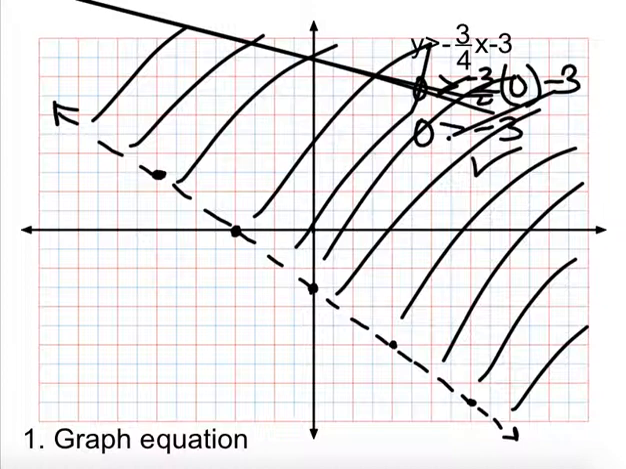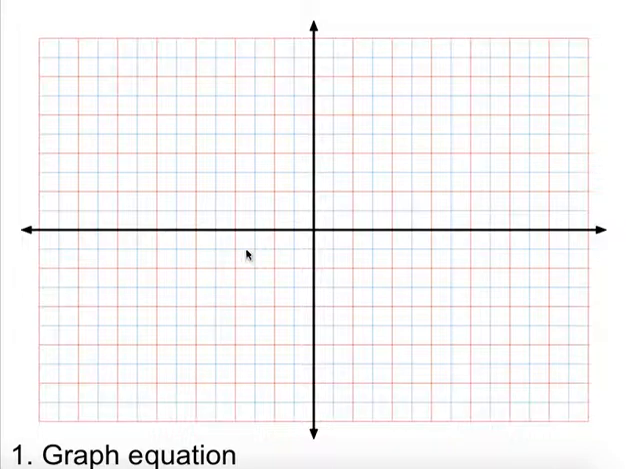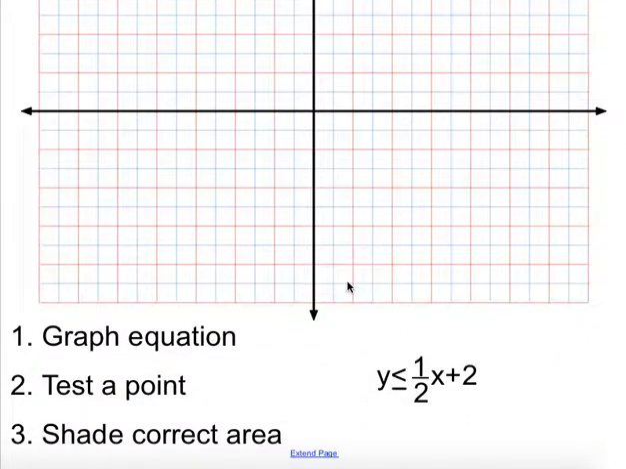Let's just try a couple more here. In this one, we have the equation y is less than or equal to 1/2 x plus 2. So we plot 2, go up 1 over 2 for our slope, or down 1, left 2.